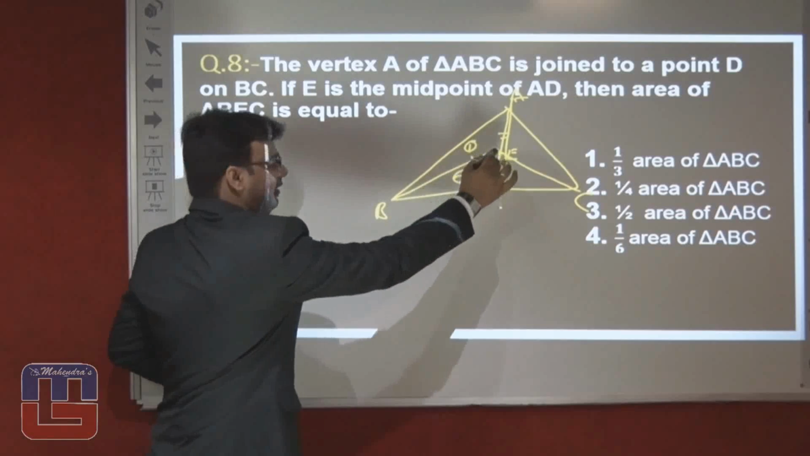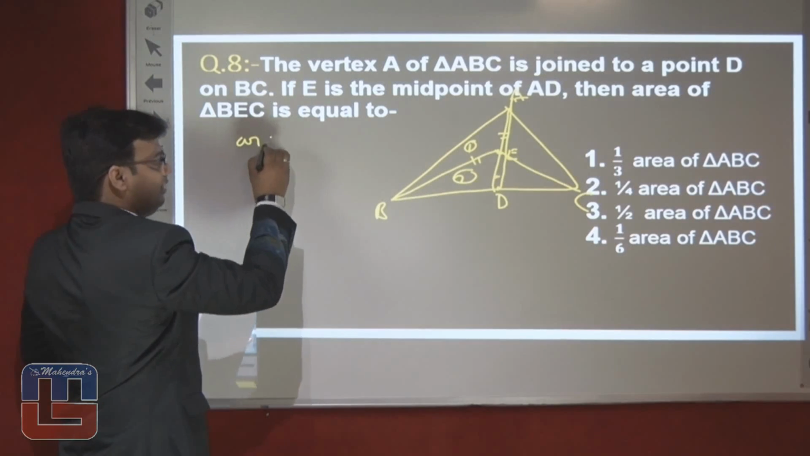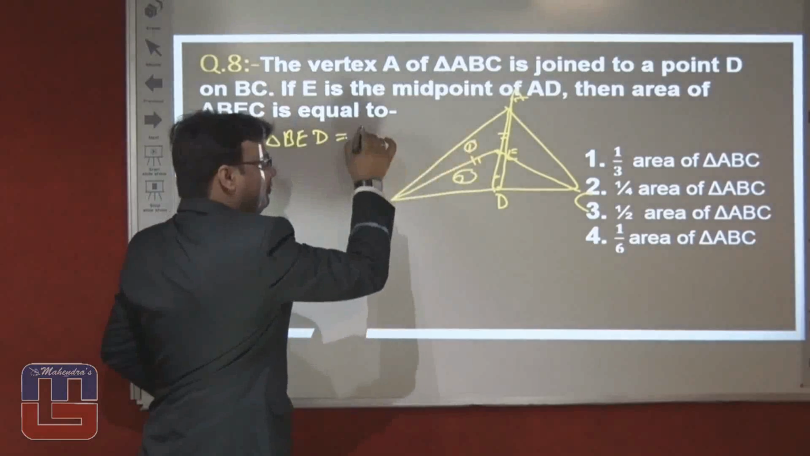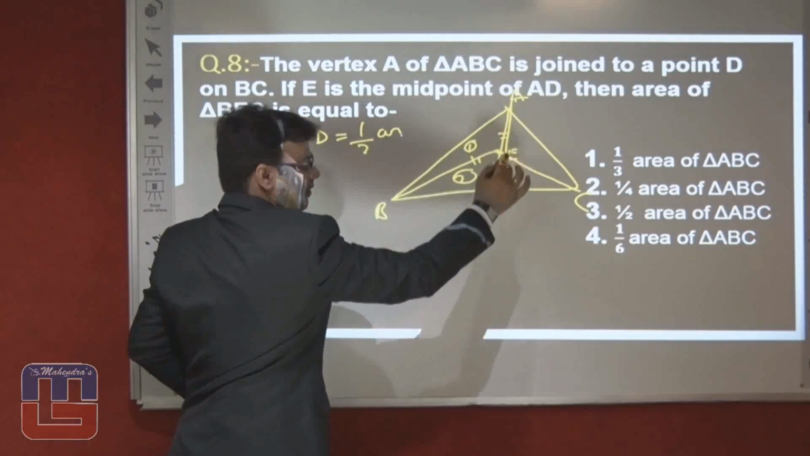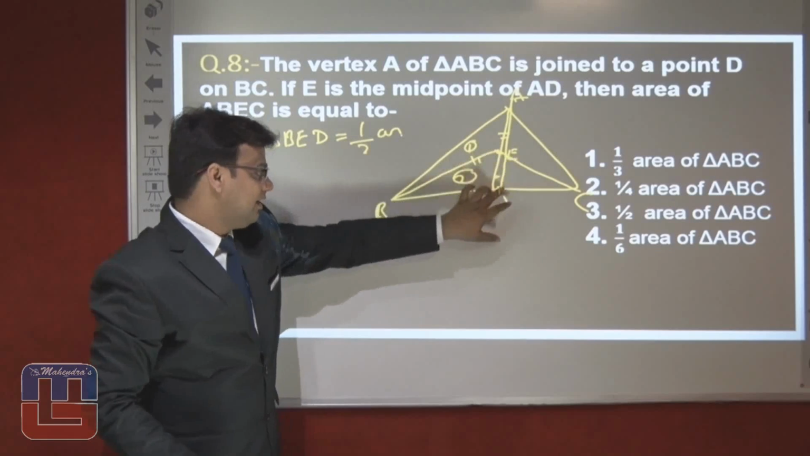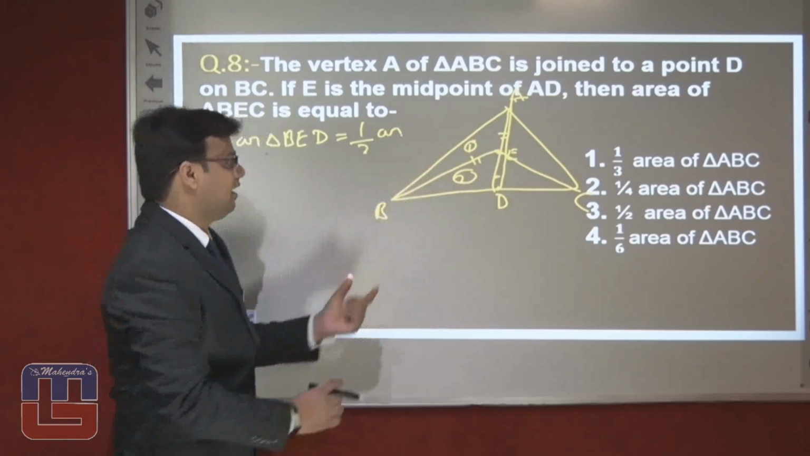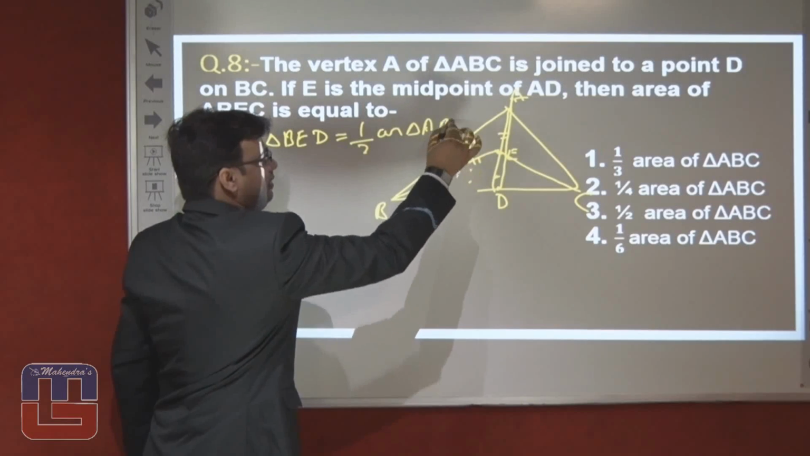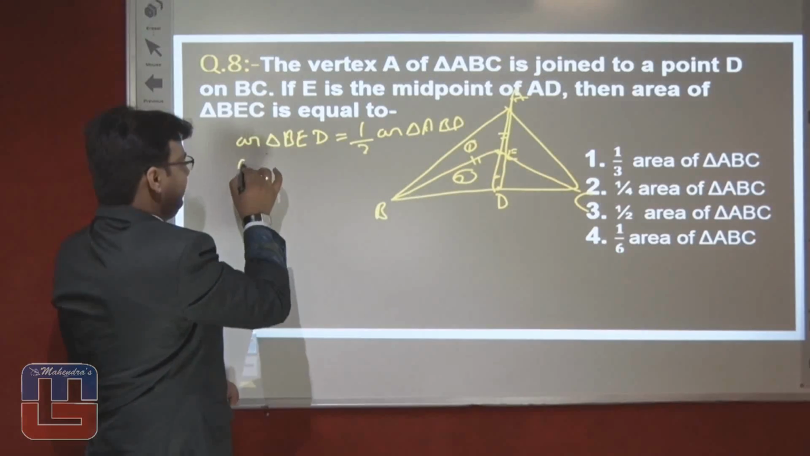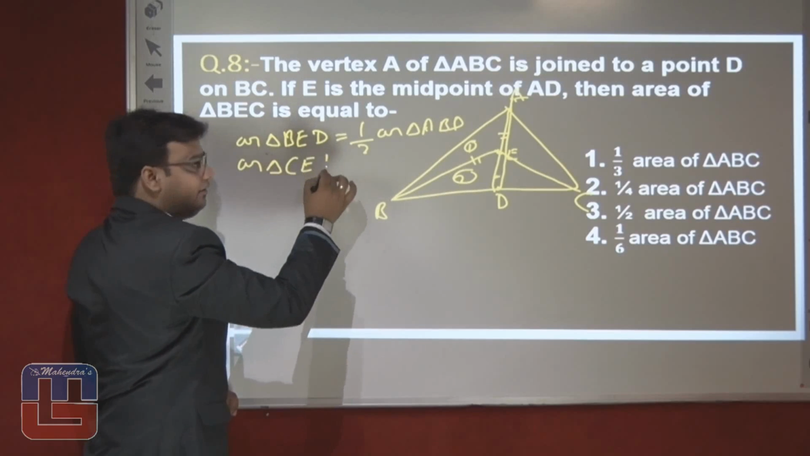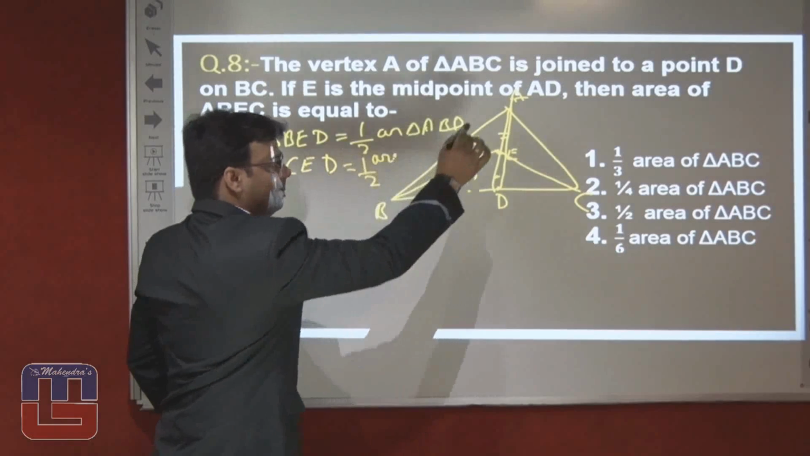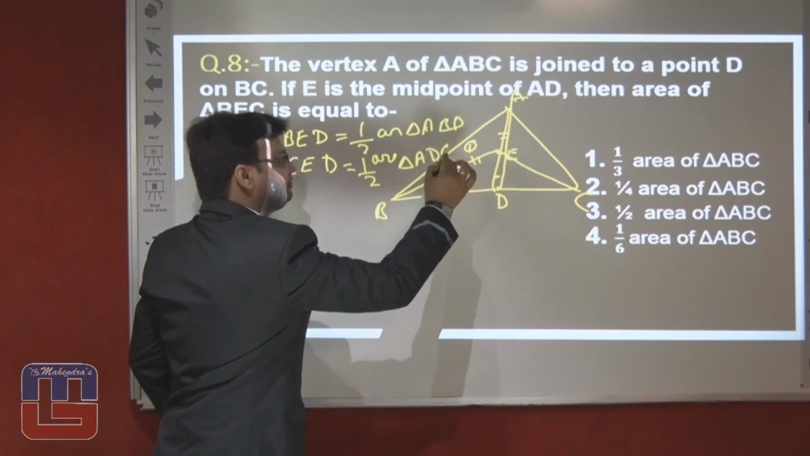That means if we need to find the area of triangle BED, then it is half of the area of ABD, because both triangles have the same area. If we add them, we form the area of ABD. We require one part, that means half of the area of triangle ABD. Similarly, the area of triangle CED is half of the area of triangle ADC.